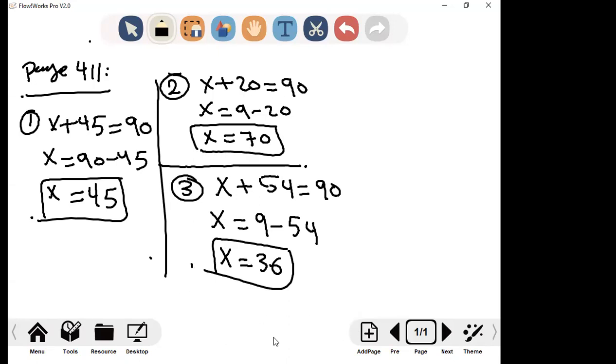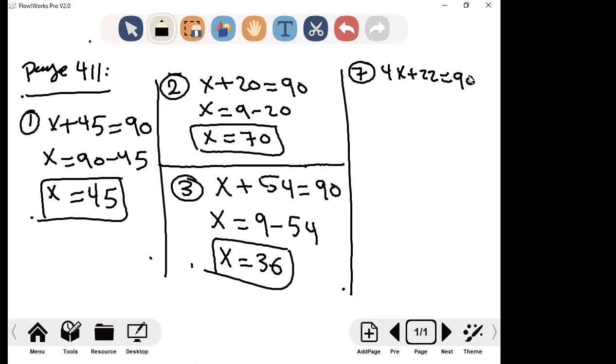Question 7. Write and solve an equation to find the values of x in each figure. Question 7, we have 4x plus 22 equals 90. How we know that it's 90? From the small red square down, right? So shift and divide. 4x equal 90 minus 22. 4x equal 78, right? Dividing for both sides.